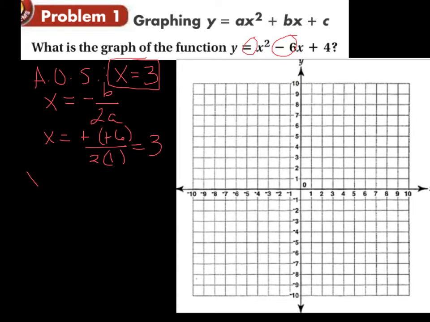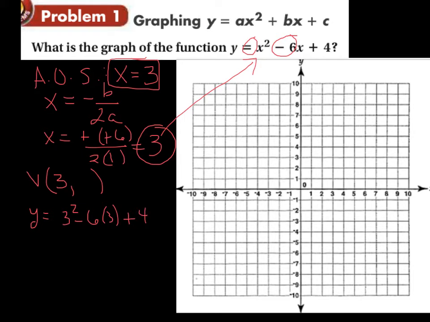So now we know that our vertex is going to have the x-coordinate of 3, and we need to figure out the y. The y-coordinate comes from taking that value of negative b over 2a and plugging it back into the function for x. So we'd have y equals 3 squared minus 6 times 3 plus 4. That gives us 9 minus 18 plus 4. This will give us negative 9 plus 4, which gives us a y of negative 5. So our vertex is going to be at 3, negative 5, right down in here.